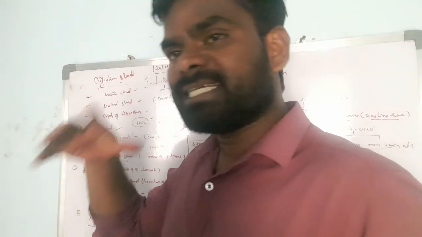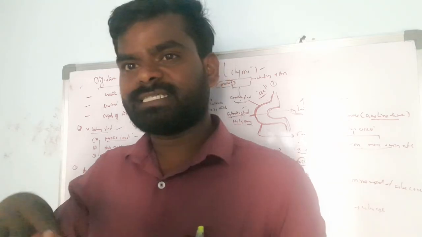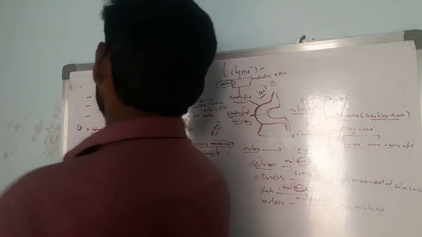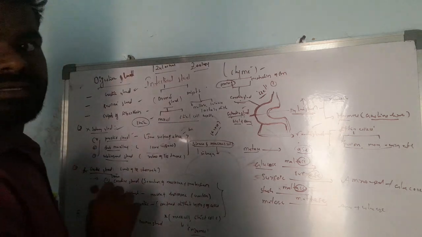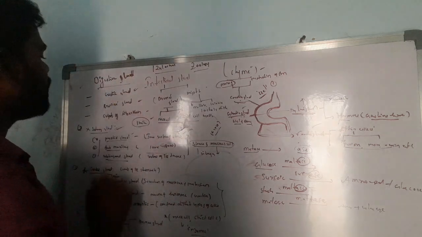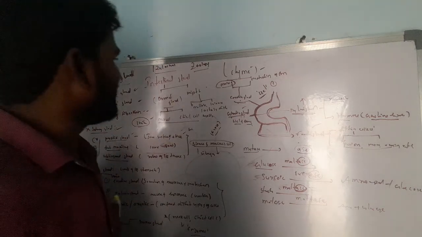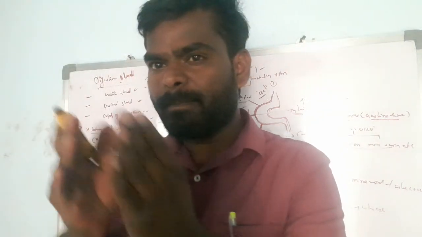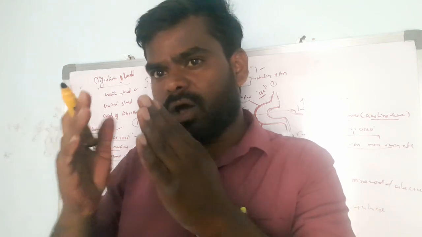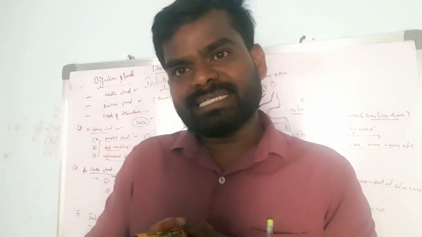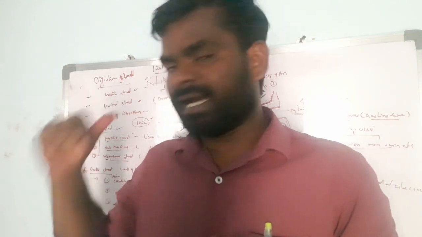Basically the glands are divided into three types. What are they? Salivary glands, gastric glands, and intestinal glands. The wall of the alimentary canal releases so many glands.